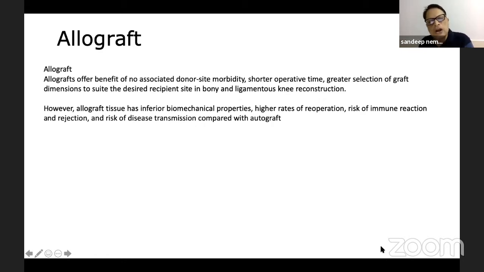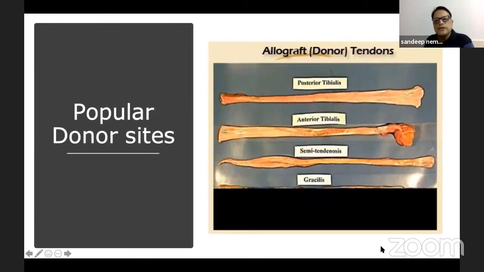I will say the allografts are more useful in multiligamentous reconstruction of the knee, where you have, say, knee dislocations, where one or two or three ligaments are involved, where you may have limited choices and considerable donor site morbidity if you use the autograft. So allografts particularly find a place in those situations. So these are the popular choices: the tibialis anterior, tibialis posterior, the tendoachilles.